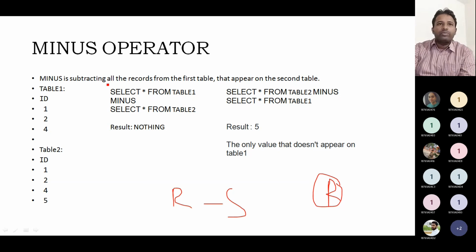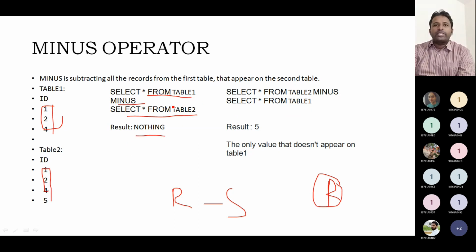Suppose in table 1 we have 1, 2, 4. In table 2 we have 1, 2, 4, 5. So if I write table 1 minus table 2, select star from table 1 minus select star from table 2, if you write like this, what will happen? From 1 to 4, 5 will be eliminated. Means what? All the 1, 2, 4 which is in table 1 is also present in table 2. So the result will be nothing.